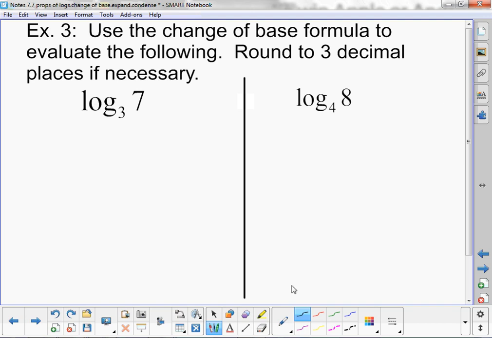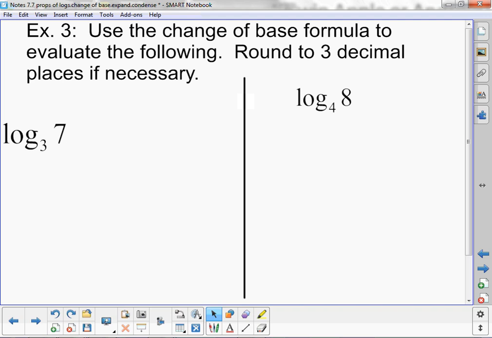So let's try this out. Log base 3 of 7. First we're going to rewrite it, so it doesn't matter if you use ln or log. Let's go ahead and use log, I guess. Log of something over log of something else.